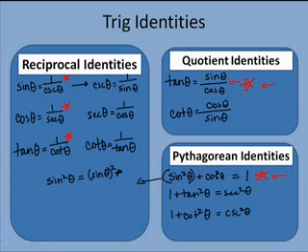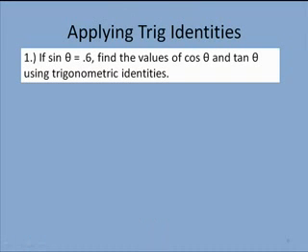Okay, so how do we apply these trig identities to trig? Here's an example. If sine theta equals 0.6, find the values of cosine theta and tangent theta using trig identities. So, let's write down what we know. I'm going to go back to my black pen here. So sine theta equals 0.6. That's given information, okay?